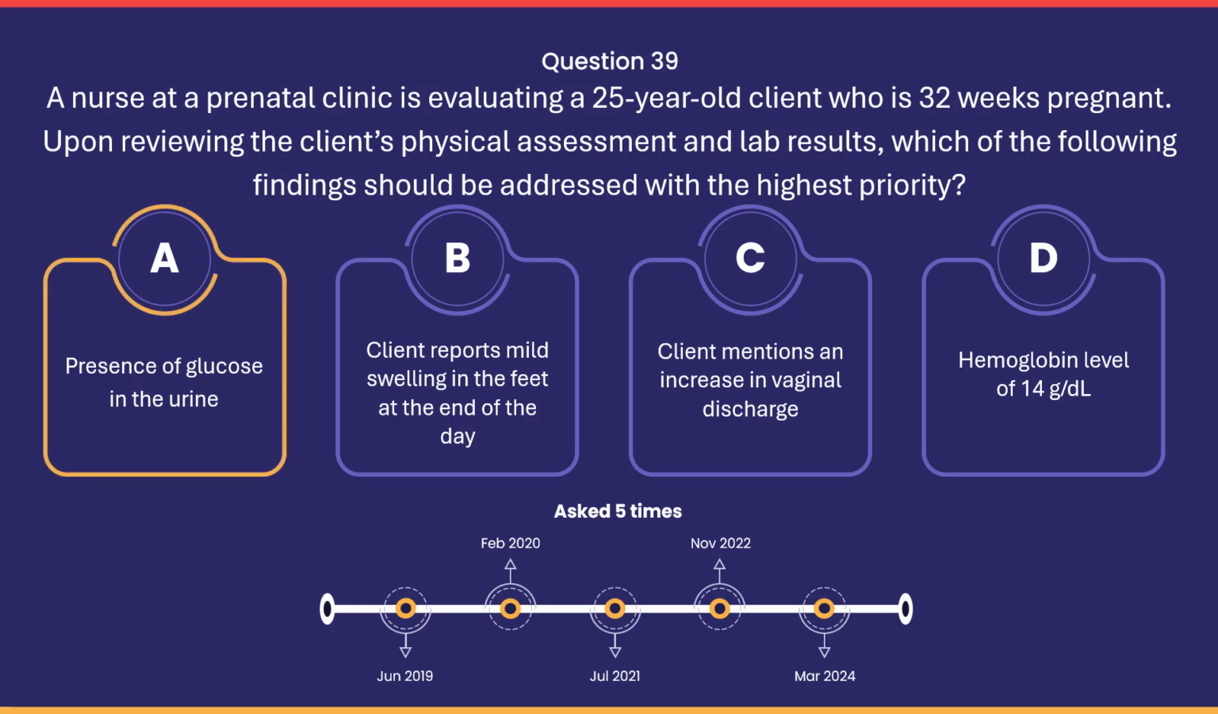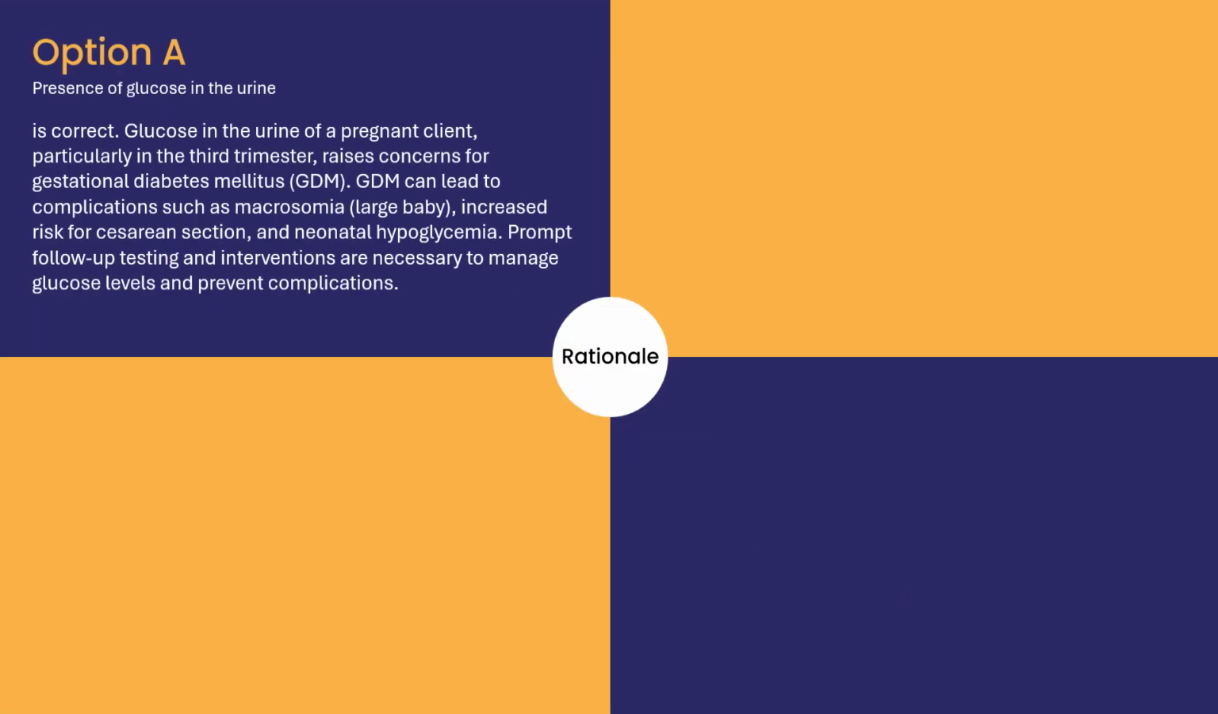Presence of glucose in the urine. A is correct. Glucose in the urine of a pregnant client, particularly in the third trimester, raises concerns for gestational diabetes mellitus. Gestational diabetes mellitus can lead to complications such as macrosomia, large baby, increased risk for cesarean section, and neonatal hypoglycemia. Prompt follow-up testing and interventions are necessary to manage glucose levels and prevent complications.